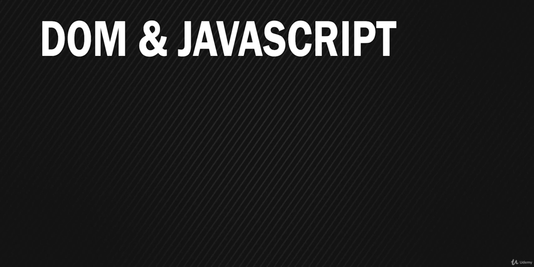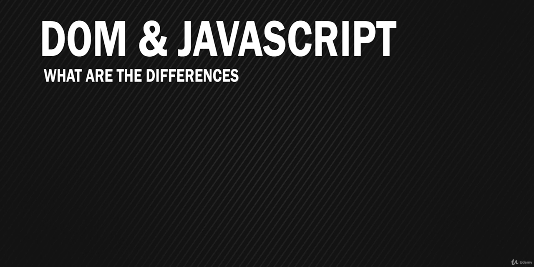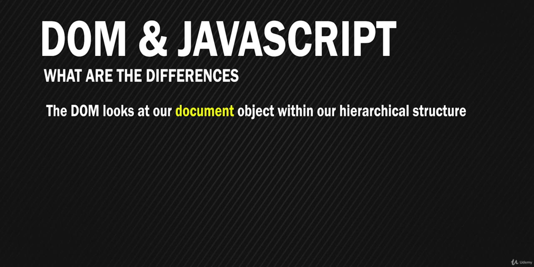I know we discussed this right at the beginning, but I just want to drive the point home. What is the difference between the DOM and JavaScript? At the crux, the DOM looks at our document object within our hierarchical structure. That's what the DOM is. And you could just leave it there, but let me just dive into this in a little bit more detail.